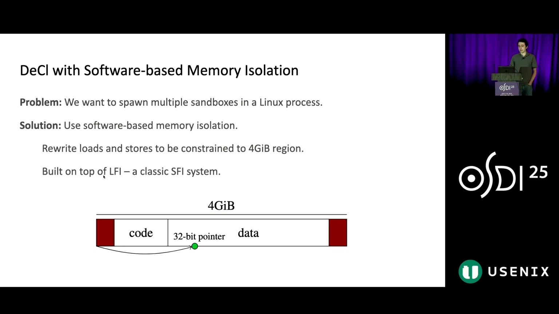Basically, it works by setting up a sandbox region of the virtual address space, which is 4 gigabytes. And then all loads and stores in the program are additionally rewritten into an offset, a 32-bit pointer added to the base address. And since the offset is 32 bits, it's guaranteed that it can never go beyond 4 gigabytes away from the base.